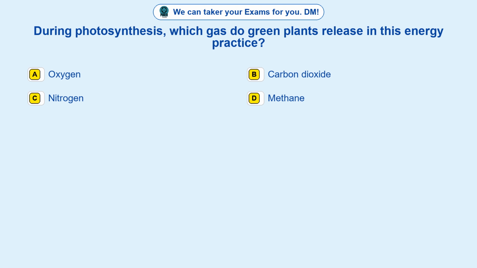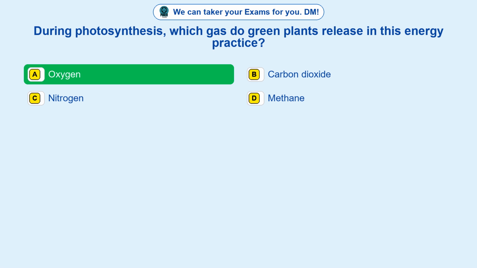Question 1. During photosynthesis, which gas do green plants release in this energy practice? Option A, oxygen. Option B, carbon dioxide. Option C, nitrogen. Option D, methane. The correct answer is option A, oxygen.